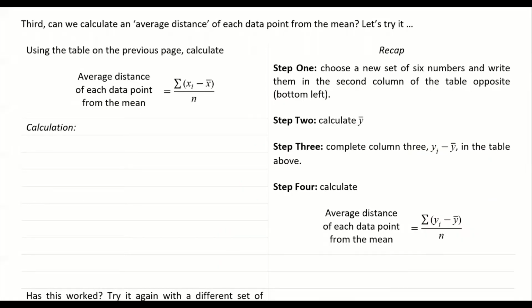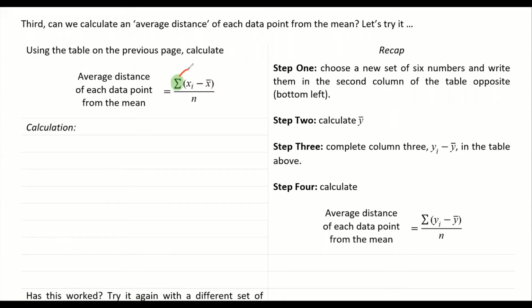Now, what we could do is take the average of these distances. If all the distances of the data points are different, what is the average distance from each data point to the mean? Perhaps we could do that. And that's what's represented by this notation here. Remember, the sigma means sum. So add up.